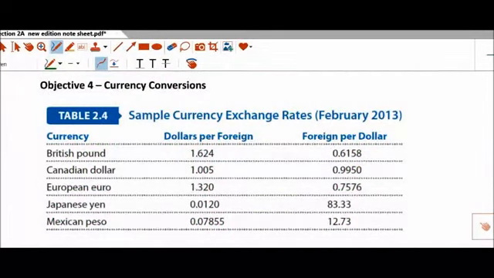Let's wrap up this section with currency conversions. I hope you get the opportunity to travel abroad. If you do, then this skill would be important, the ability to exchange currency from one denomination to another. So here are some exchange rates, and they're not so current, February 2013, but they'll work for the purposes of doing some examples.